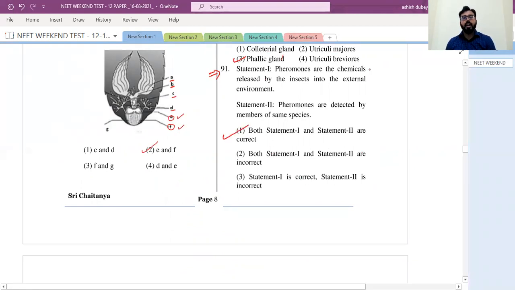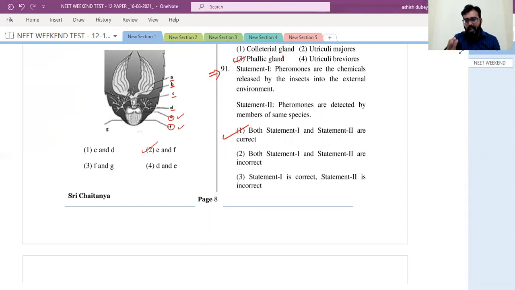Both statements are correct. Pheromones are a special kind of hormones, and we can say that pheromones are chemicals which help in communication among the members of the same species. So that's why the second statement is also true. The answer will be 1.